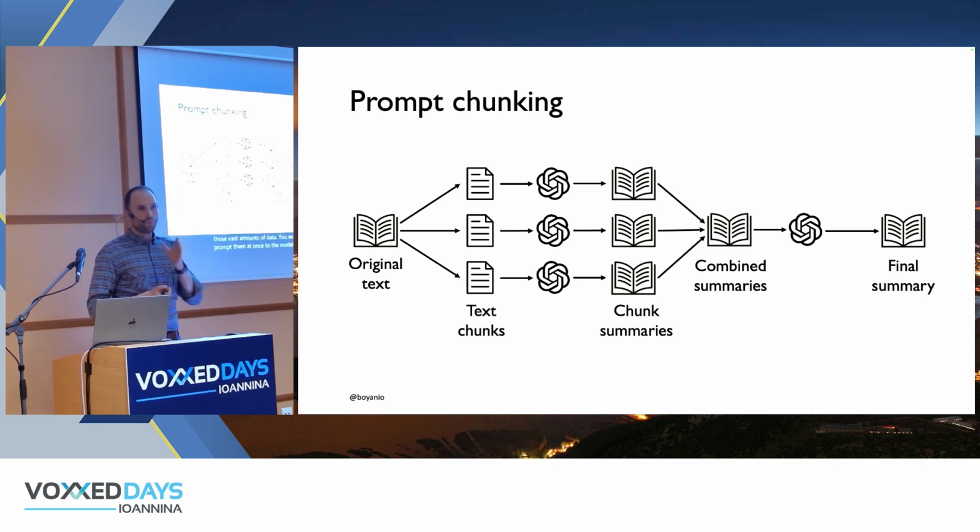Well, one popular strategy is so-called prompt chunking. And as the name infers, what we're going to do is chunk our data, or split it into chunks. So if you want to summarize the whole book, what we could do is split it into chapters, summarize each chapter using ChatGPT, for example, then summarize all the summaries that we get, and then we get the final summary. So it could work something like this.